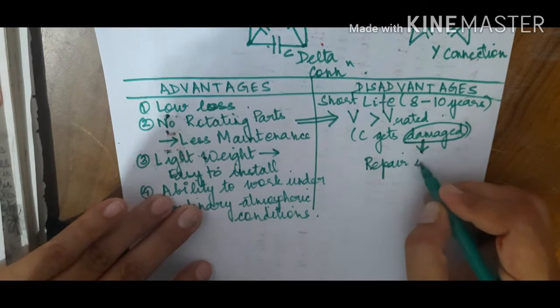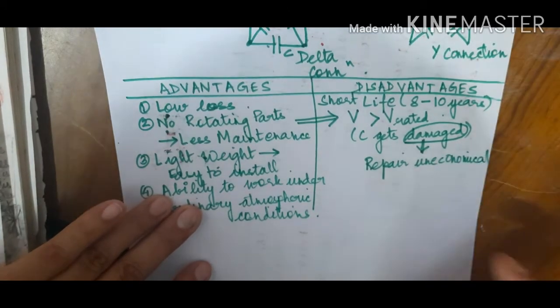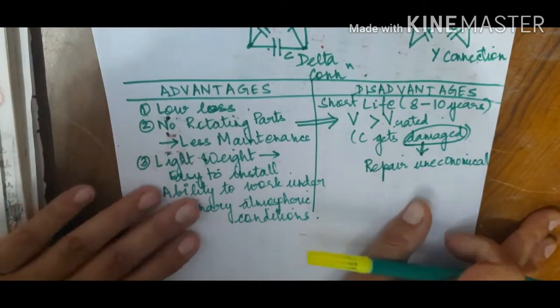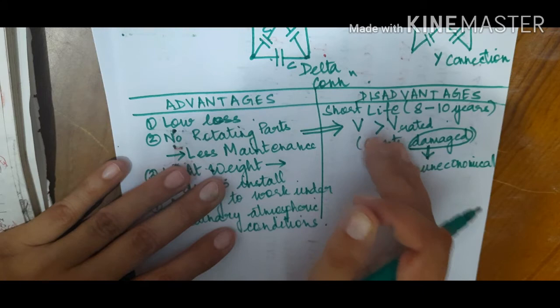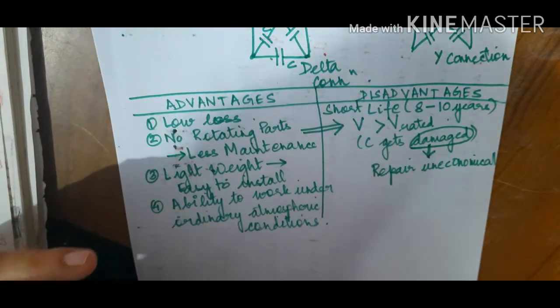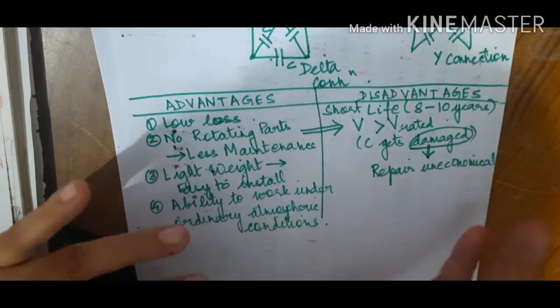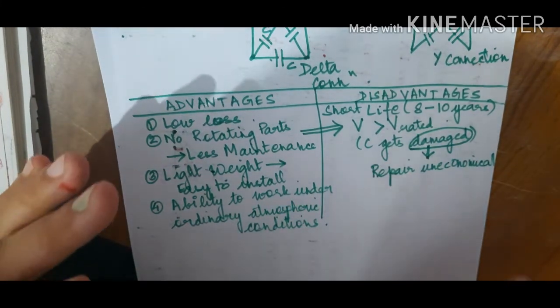One more major disadvantage is that once damage occurs to the capacitor, its repair is very uneconomical. It means it will cost very high, so it is better to go and buy another capacitor rather than getting it repaired. First of all, its repair is quite tough, and secondly, even if it is done, it would be much better to buy a new set of capacitors rather than repairing the old one.